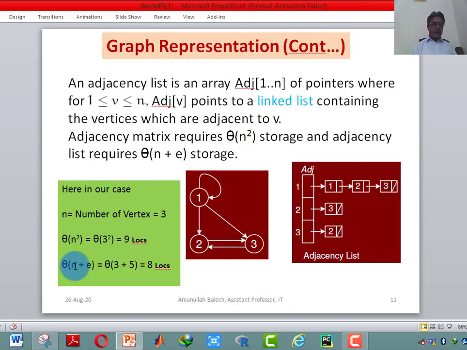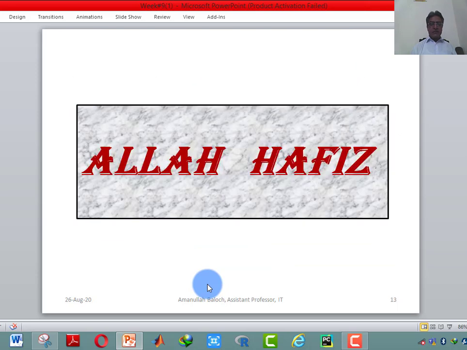While in case of the adjacency list, the formula is theta of n plus e. Theta of n plus e is theta of, the value of n is 3. There are 3 nodes, 1, 2, and 3. While the number of edges e is 1, 2, 3, 4, and 5. 3 plus 5 is equal to 8 locations. So 1, 2, 3 locations in the adjacency list, while 1, 2, 3, 4, and 5 in the list. 5 plus 3 is equal to 8. 8 locations are there. This was the end of our lecture number 17. Allah Hafiz.